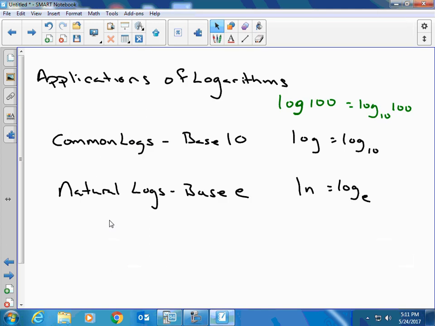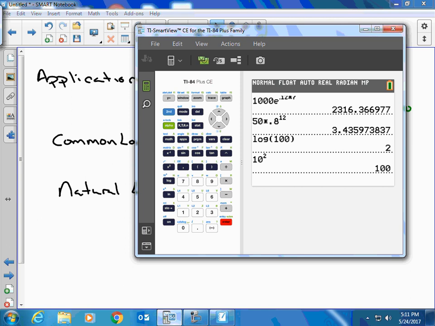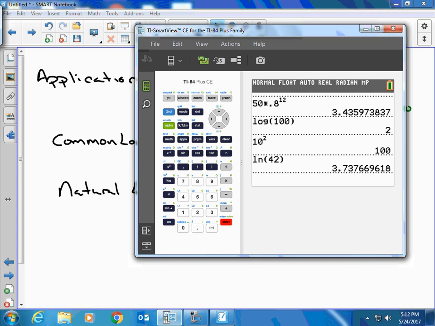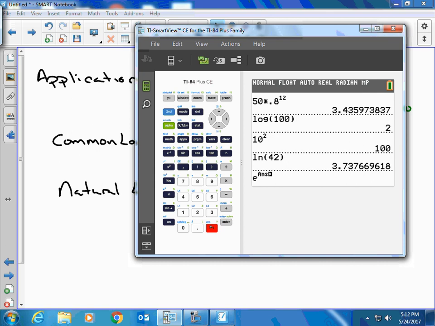All right, natural logs is ln. If you write ln, this is the same as log base e. So if I asked what is the ln of 42, I don't know what that is, but the answer is 2.718 to what power equals 42. So I grab my calculator and I type in ln of 42. Hit equals. And if I raise e to that power, I should get 42.